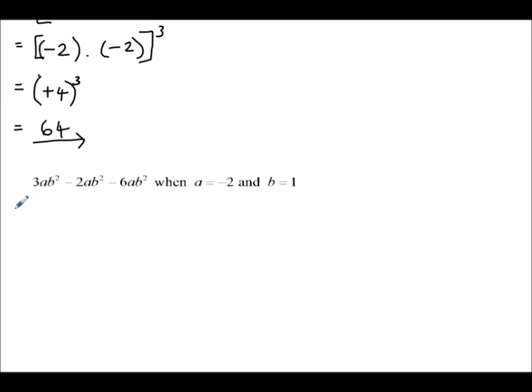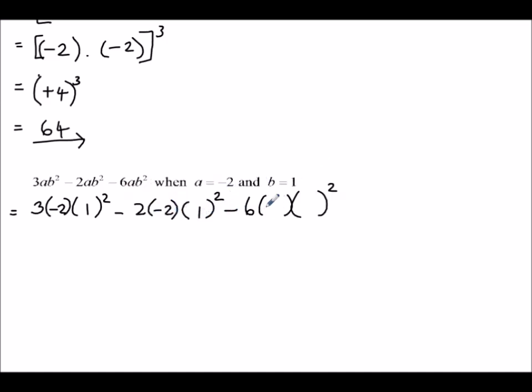Right, I'm going to copy the pattern. So that's going to be 3a multiplied by b squared minus 2ab squared minus 6ab squared. Right, a's value is negative 2, b's value is 1.